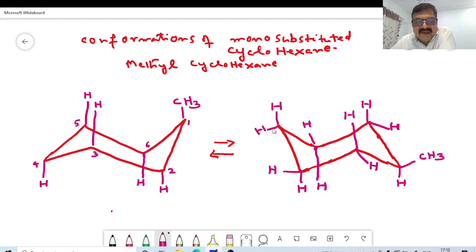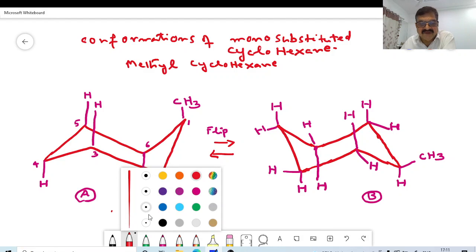Okay, after ring flipping, this is conformation A and this is conformation B after ring flip. Okay, so now in conformation A, the methyl group is in the axial position. Okay, in conformation B, the methyl group is in the equatorial position. Okay, now in the equatorial position, there is no steric strain interaction. We will see how it is. We will just explain. Here I will write down, there is no steric strain interaction.